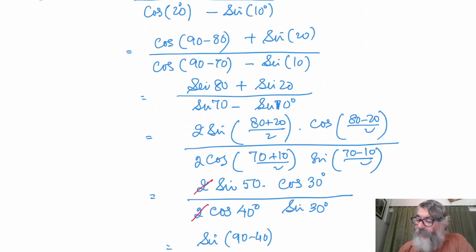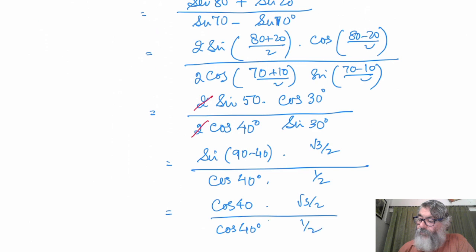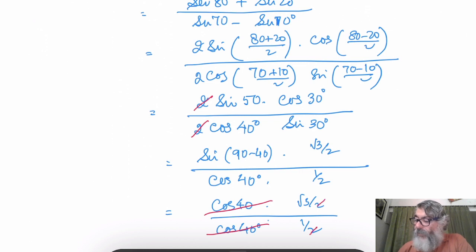50 can be written as sine 90 minus 40. Cos 30 is root 3 upon 2. This is cos 40 and sine 30 is 1 upon 2. In the next step, sine 90 minus theta will become cos theta. So cos 40 root 3 upon 2, cos 40 1 upon 2. So cos 40 will cancel and 2 will cancel. Your answer will be root 3.